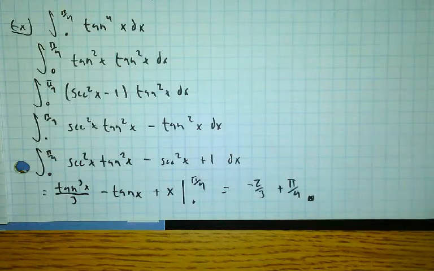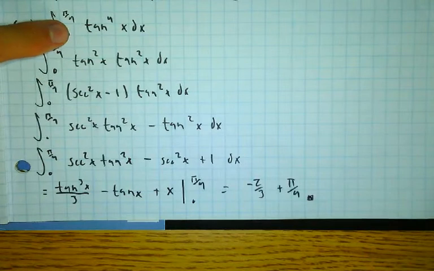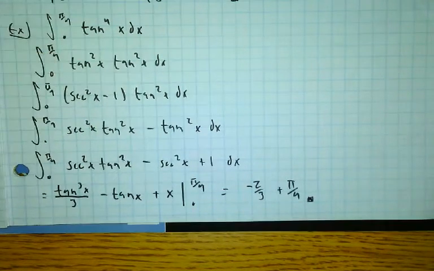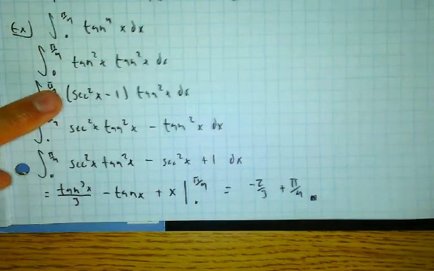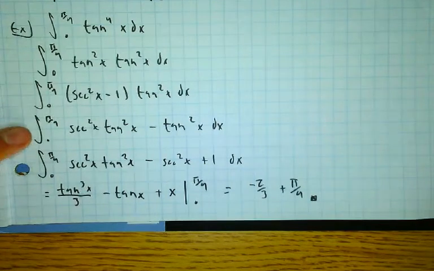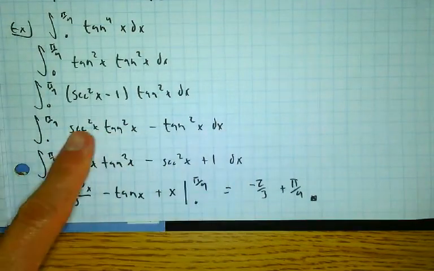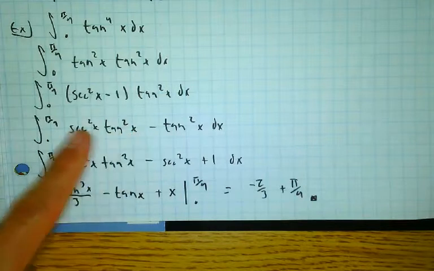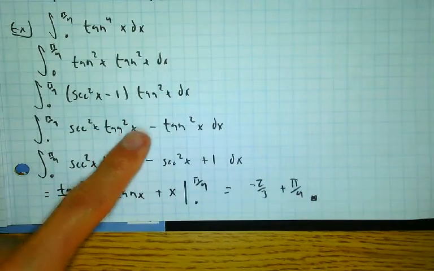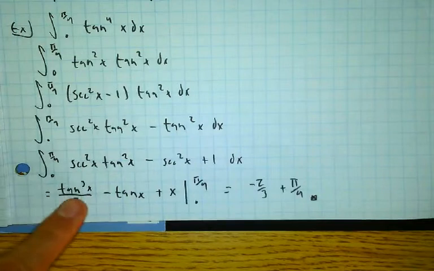Alright, so for this example, let's just go over it very quickly. I rewrote tangent to the 4th power of x into tangent square x times tangent square x. I turned that tangent square x into secant square x minus 1 and distributed the tangent square so that I could have two separate expressions here. This is a simple u substitution because we know the derivative of tangent is secant squared, so it's a u sub. So this would be u to the 3rd over 3, which gets us to this part.